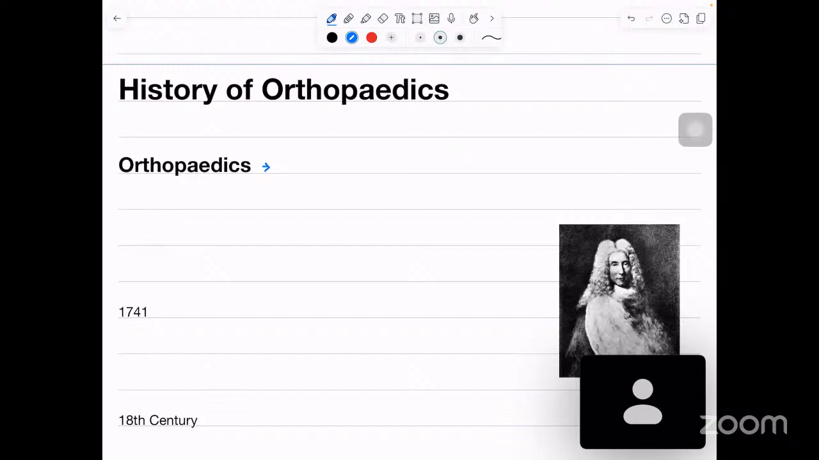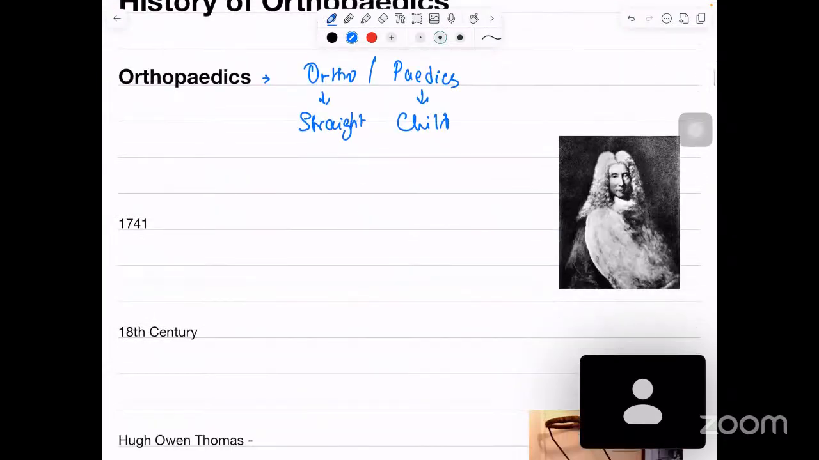Orthopedics is nothing but a surgical branch which we can divide as ortho and pedics. Ortho means straight, and pedics means child. When you look at the history, in the 18th century, rickets and other skeletal infections were much prevalent. As you know, with rickets and other nutritional deficiency, these kids tend to have bent knees and all those things.